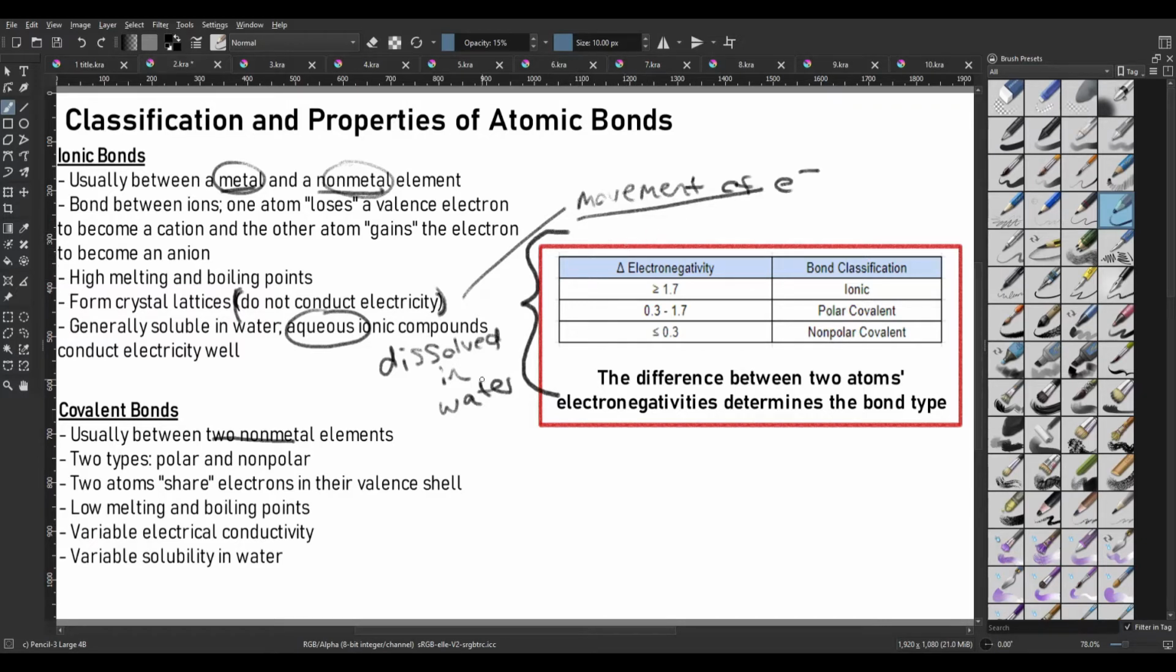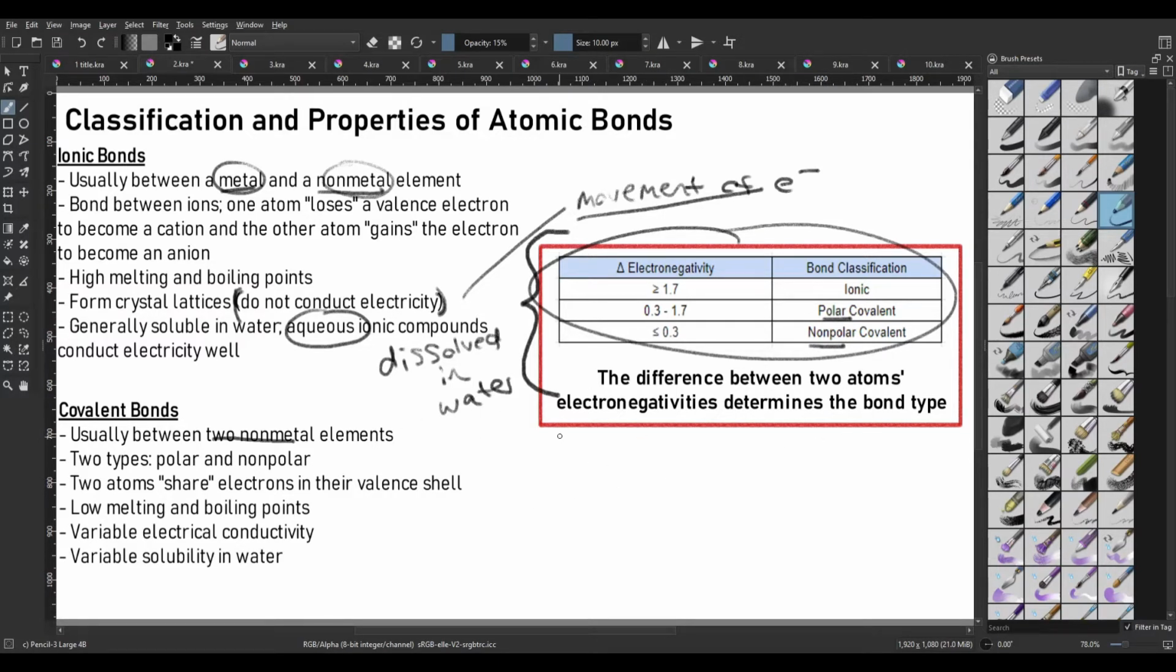Now, on the other side of things, we have covalent bonds and covalent compounds. These are, again, going to be between two nonmetals usually, but that's because of this red box up here. It's really important to understand that it's not just because it's between a metal and nonmetal or two nonmetals, it's because of this electronegativity difference. With covalent bonds, as we can also see in the chart up here, there are two different types, polar and nonpolar, and we'll get to those in a little bit.